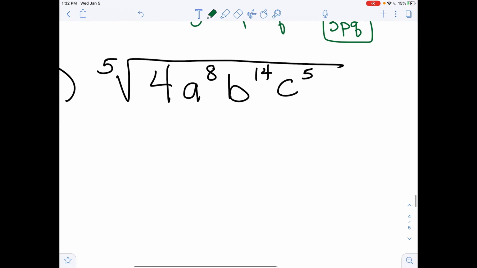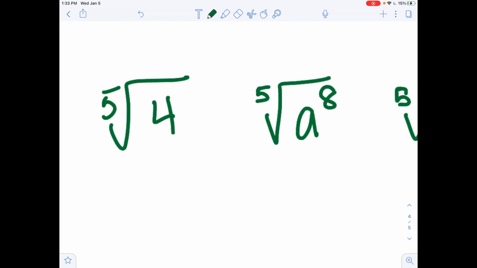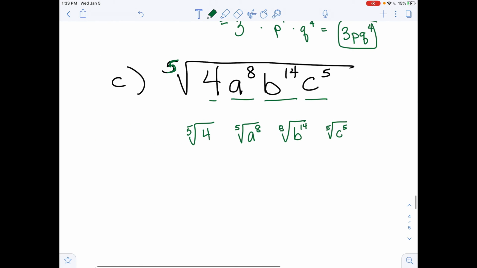Okay, and then this last one, the index on the root is 5, and we've got a product of 4, a to the 8th, b to the 14th, and c to the 5th. So I'm going to break this up into their own individual little 5th roots of each and see if we can simplify this. So we're just giving each its own root so our brains aren't overwhelmed, and we're going to focus on one at a time. This 5th root of 4, we can't simplify anything, so it's just going to have to stay the way it is.